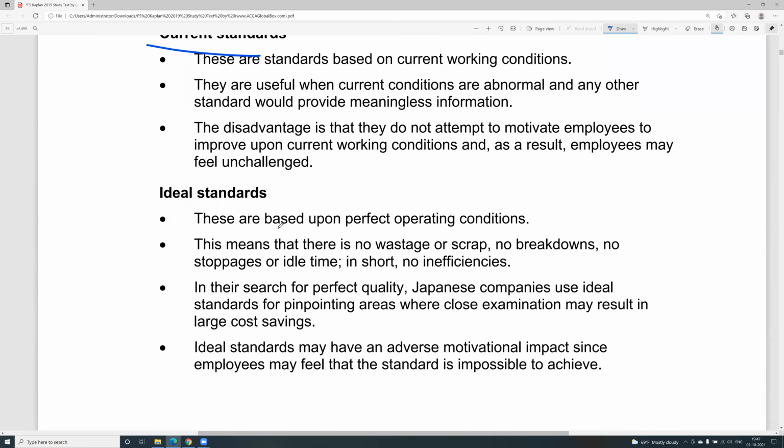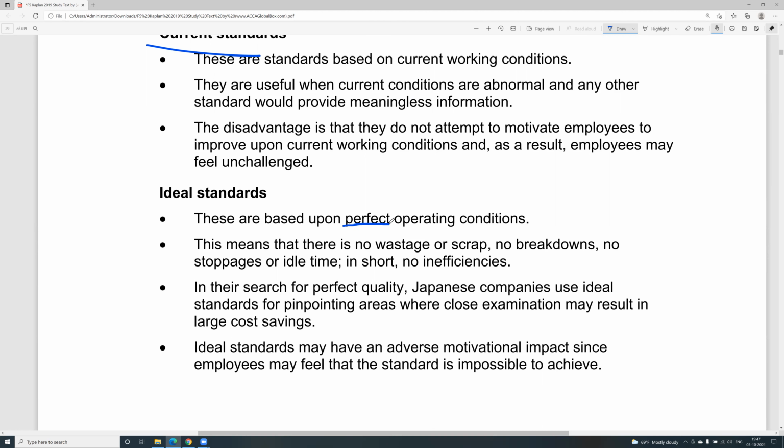Ideal standards are something which is kind of impossible to achieve. It means it will be very difficult to achieve this, but still you will try to do it, but you are not going to do it. It is not at all there. It says perfect operating conditions. Understand this: perfection is a myth, it does not exist anywhere. Ideal standards cannot be achieved at all.